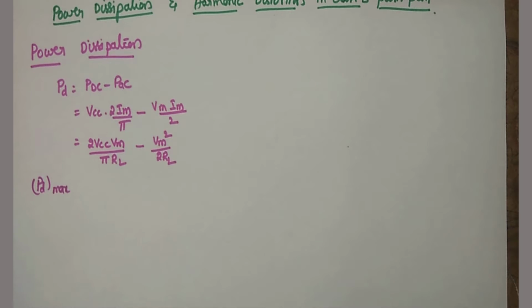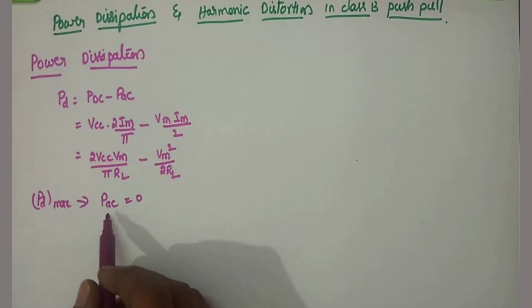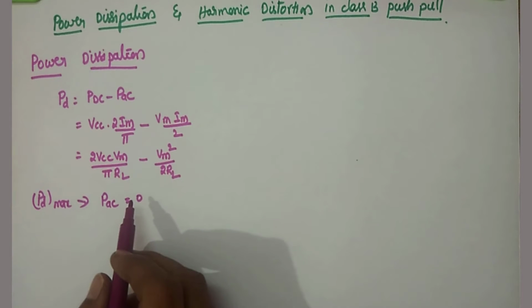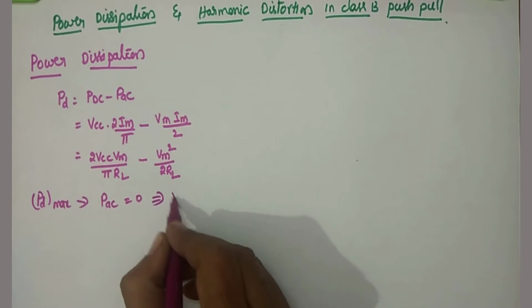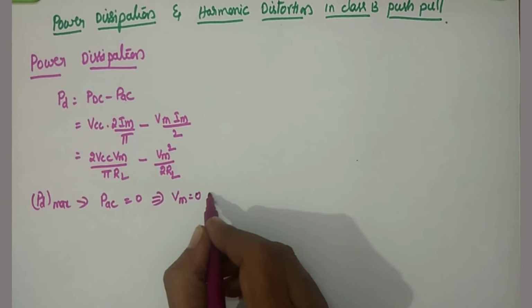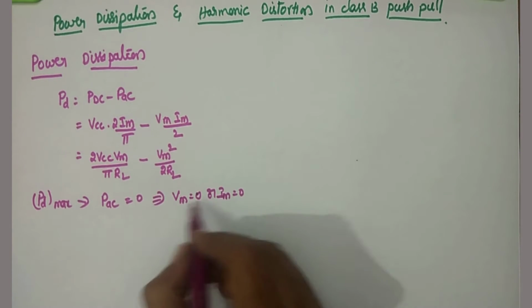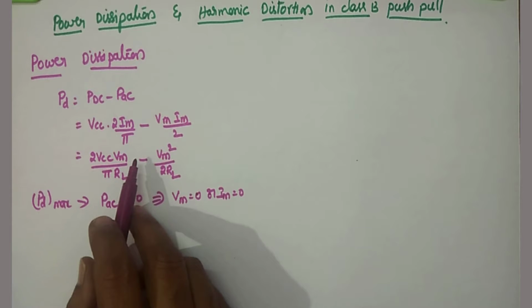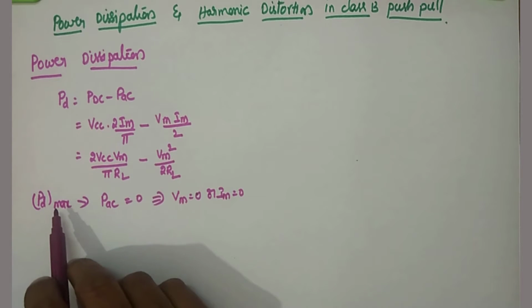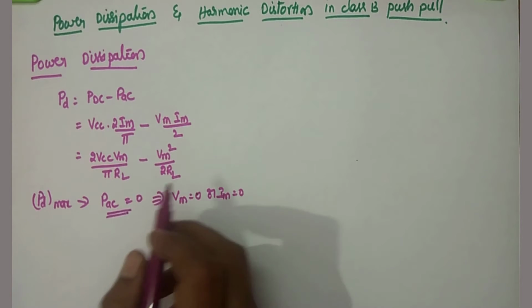PD max can be obtained by making PAC equal to 0. To make PAC equal to 0, what do you have to do? What is PAC? Vm Im by 2. It implies Vm is equal to 0 or Im is equal to 0. So if you substitute Vm equal to 0 in PD, your PD becomes 0. So you can't find PD max when PAC is equal to 0. So for that you have to go for some alternative.